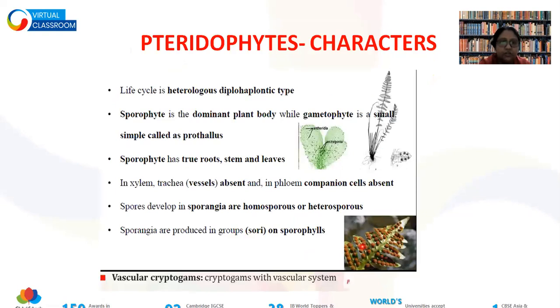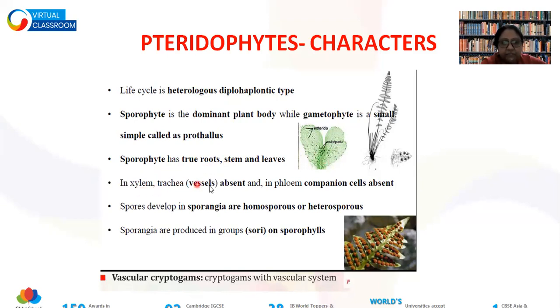So we will now talk about the characteristics of pteridophytes. It actually has a diplohaplontic life cycle, because the diploid phase is predominating. Gametophyte is very small and it is dependent on the sporophyte. You can see here the Archegonium and Antheridium is present. So the first remarkable change it has from the bryophyte is that the main plant here is the sporophyte, not the gametophyte.